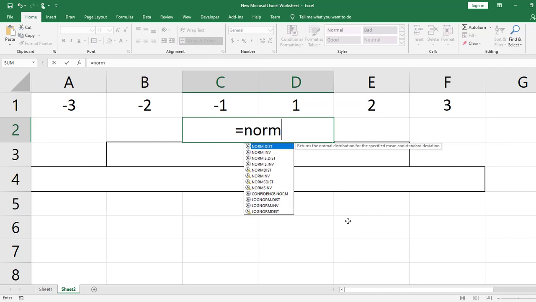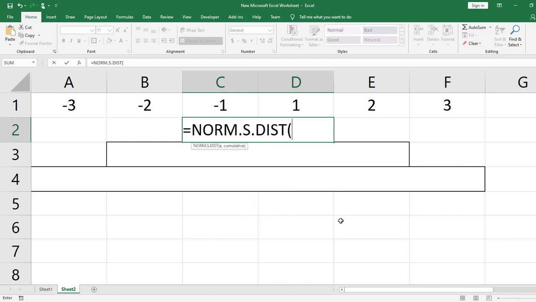Now, when we type in norm distribution, you actually see that there's another option, NORM.S.DIST. This is the standard normal distribution. And you can see, as it pulls it up, it has a mean of 0 and a standard deviation of 1. We're going to use that. It makes things a little easier because that means we don't have to keep putting in mean of 0, standard deviation of 1, mean of 0, standard deviation of 1.